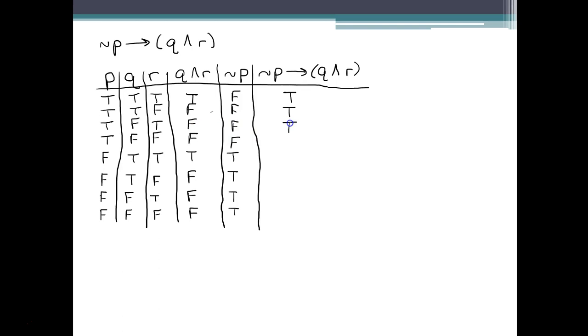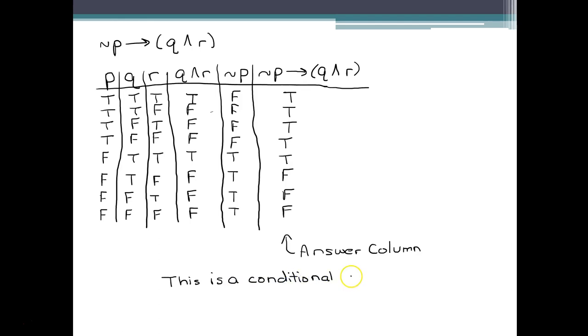False to false is true. False to false is true. True to true is true. True to false is false. It's the only time a conditional is false, is T to F. True to false is false. True to false is false. And there you go. That's the answer column, because that was the last column we had to do. And since the very last thing we did was a conditional, this is a conditional statement. Remember, whatever your last rule is, that's what kind of statement you got.